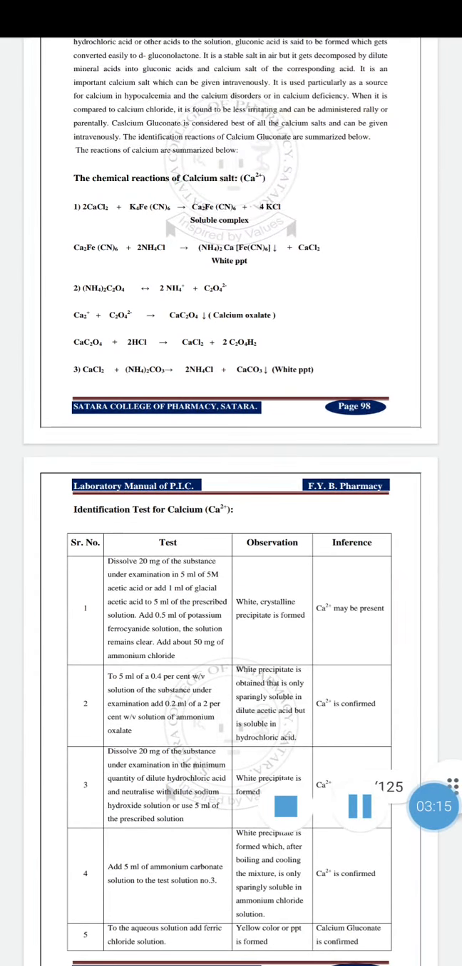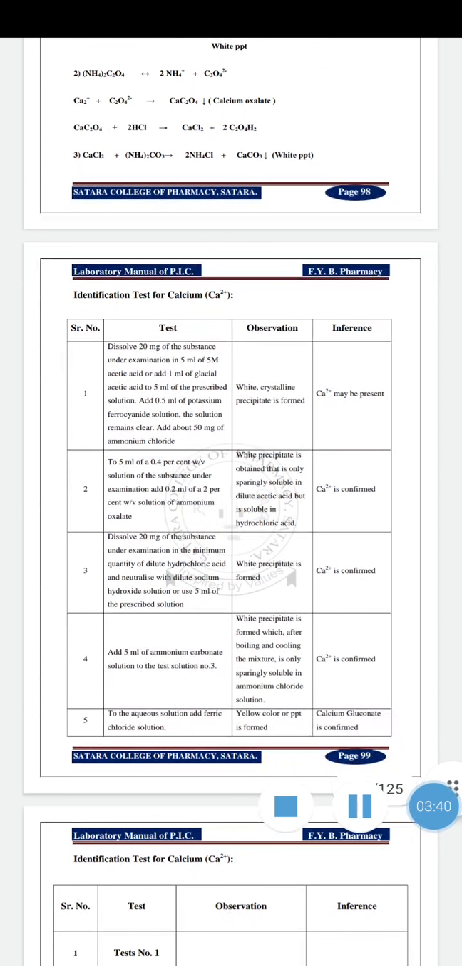The first test: dissolve 20 mg of the substance under examination in 5 ml of 5 molar acetic acid, or add 1 ml of glycol acetic acid to 5 ml of the prescribed solution. Then add 0.5 ml of potassium ferrocyanide solution, and the solution remains clear. Add about 50 mg of ammonium chloride. Then a white crystalline precipitate is formed, and calcium may be present.